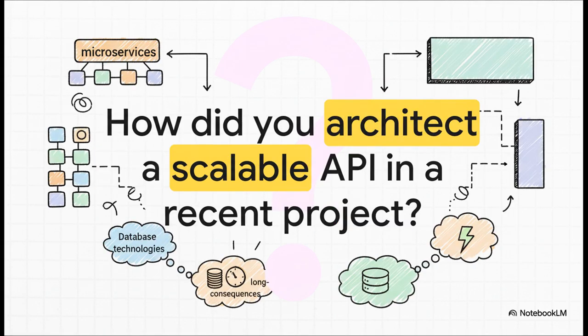Here's another chance to show off that architect's brain. The key here is to talk about your decisions and, more importantly, the why. We chose microservices because, or we considered a different caching strategy, but the trade-off was. This proves you're not just following a tutorial, you're thinking about the big picture, about the long-term health of the system you're building.